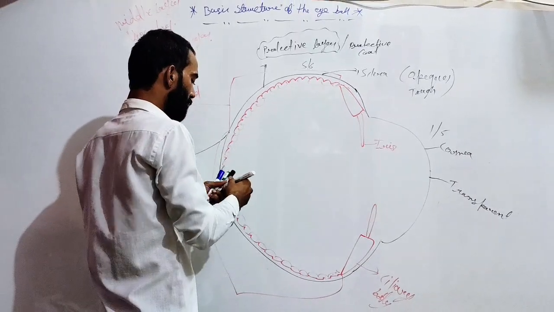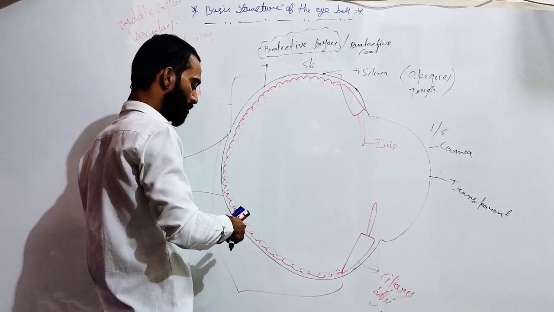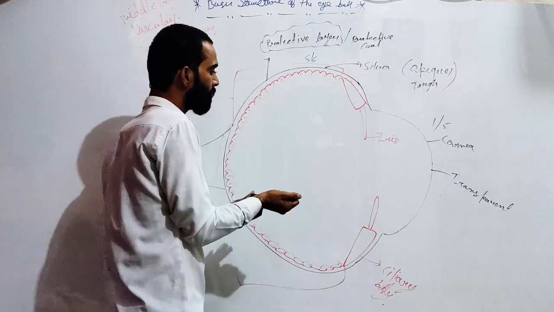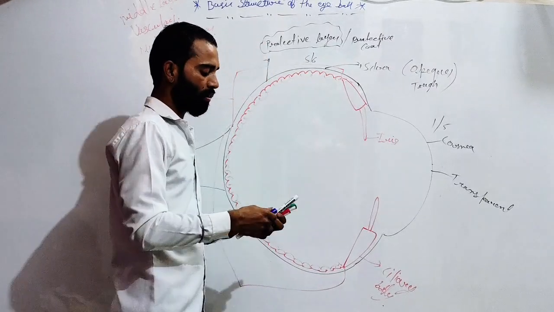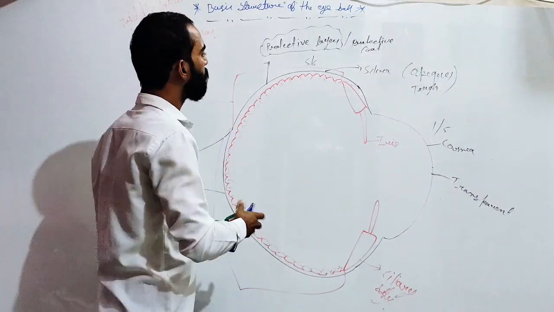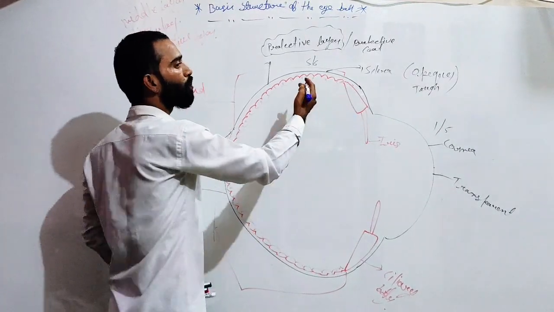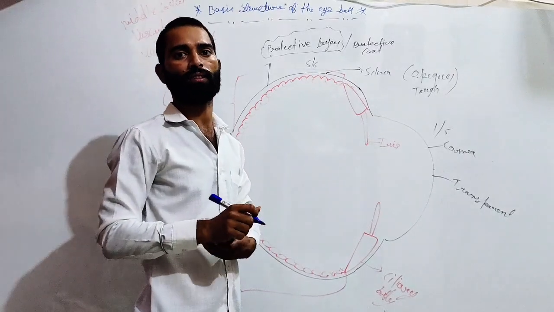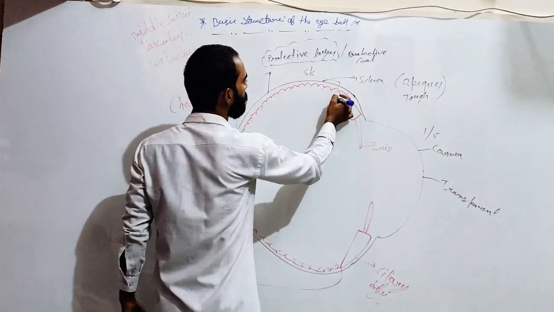The innermost layer is the innermost layer, which is the main component through which we see this world, the retina.